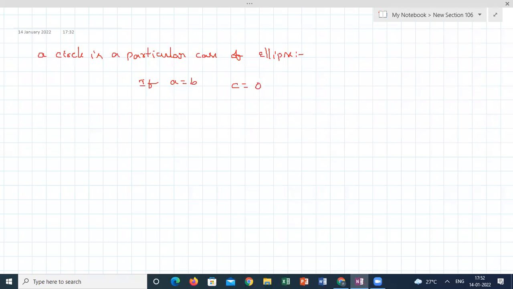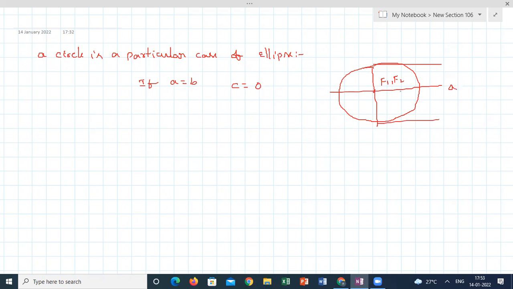C will become 0. What is the meaning? C is 0 means F1 and F2 coincide with the center of the ellipse, so the major axis is equal to A and the minor axis is also equal to A. If A is equal to B, then C is equal to 0 according to the relation C is equal to the root of A square minus B square. F1, O, F2 lie on a single point, known as the center of the ellipse.